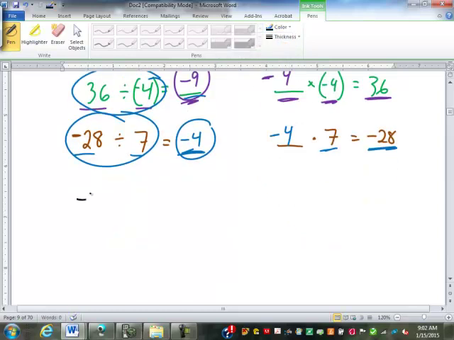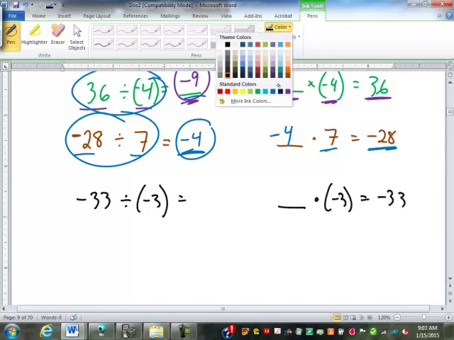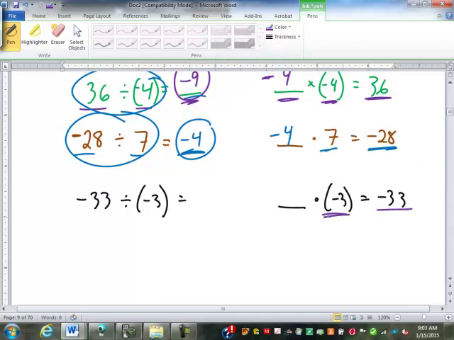I have a negative 33 divided by a negative 3. Well, again, what times negative 3 would be a negative 33? Well, this is negative. What would I multiply to get a negative times a positive? This is going to be a positive number, positive 11. So again, just like multiplication, if I divide two negatives, the answer ends up being positive. Not so bad? No, it's not. It's for different reasons, but it's the same rule as for multiplication.